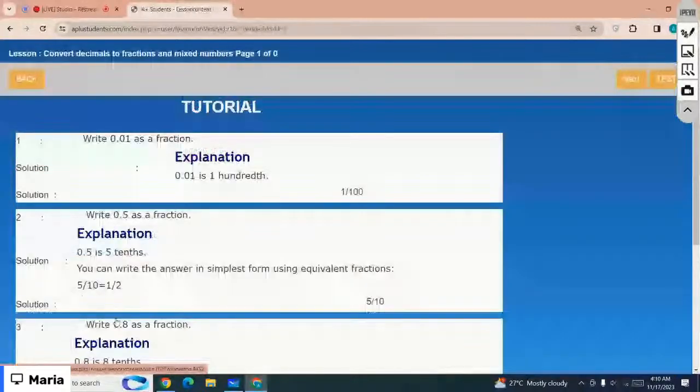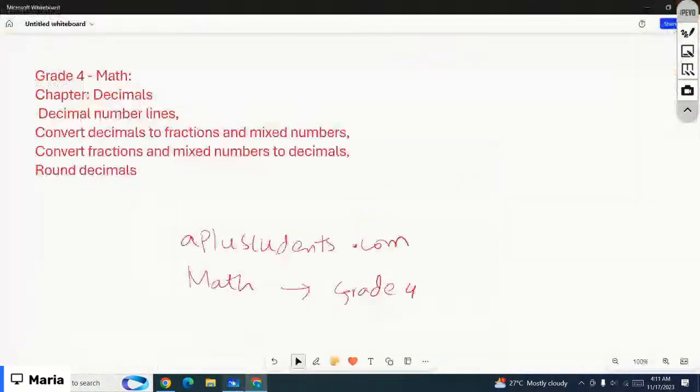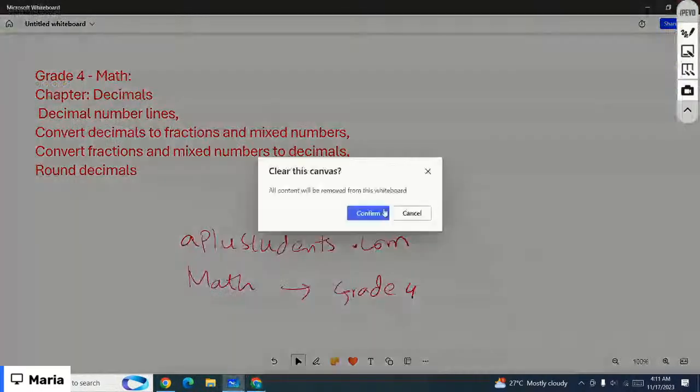Okay, now we're going to learn how we convert from decimals to fractions and mixed numbers. So the one basic thing whenever you are converting from decimal to fraction, the first one is 0.01. You have to write it in the fractional form, right? Here's the decimal point. Right after the decimal, you have two digits. Count the digits after the decimal. You have two digits after the decimal. Now write it in fraction form.